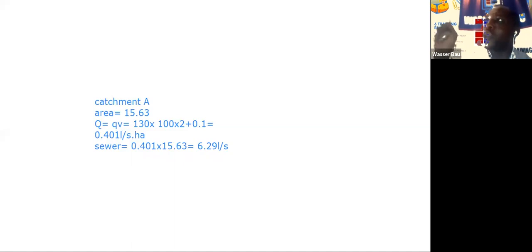So 6.29 is somewhere here against 5 per thousand. This is 5 per thousand. It's giving me something between 100 and 125 mm. So the optimum pipe size for this discharge is 125 mm.